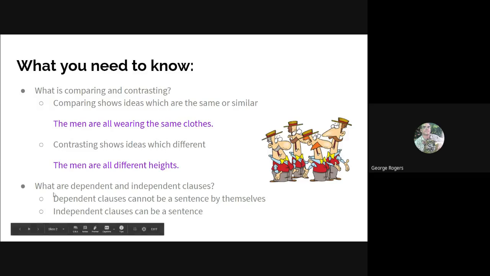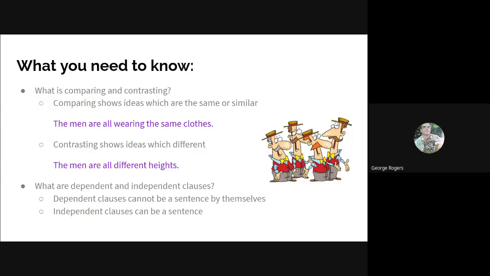We also want to talk about the difference between a dependent and an independent clause. A dependent clause cannot be a sentence all by itself. For instance, when it started raining, before I went to school, before I go to sleep at night. For all of those, there should be more information. If you just stop there, there's something missing. So that's a dependent clause. More information is needed.